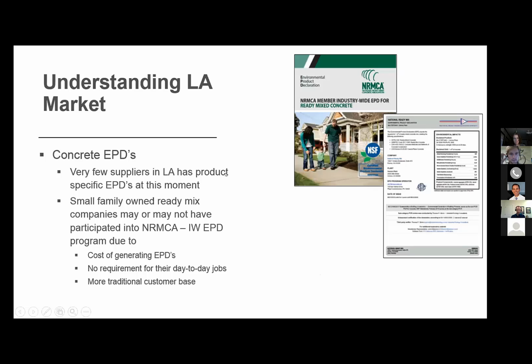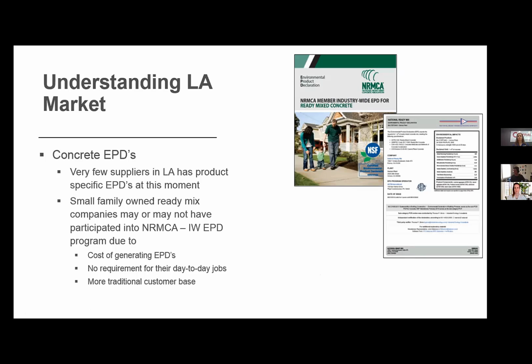So the EPDs, it's a big topic. Not every supplier has EPDs available to them. Like I said before, the small mom and pops most likely won't. It's not part of their base.